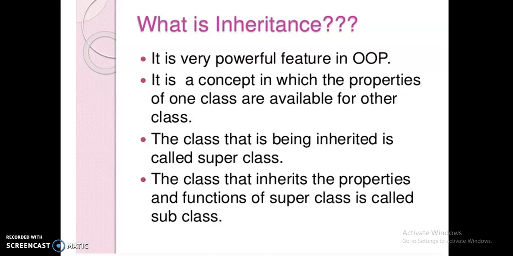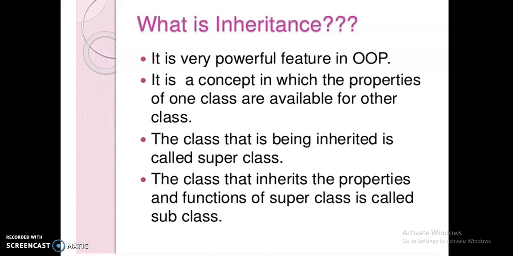The next one is inheritance. Inheritance is a very powerful feature in OOP. It is a concept in which the properties of one class are available to another class. In a real-life example, a grandchild gets some features from his parents, or children get some characteristics from their parents or grandparents. It is a concept in which the properties of one class are available to other classes.